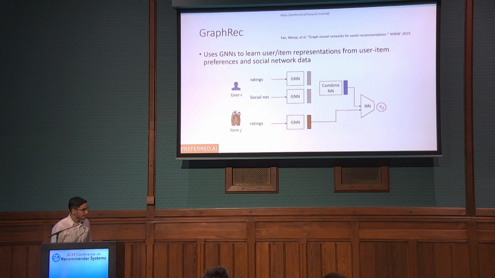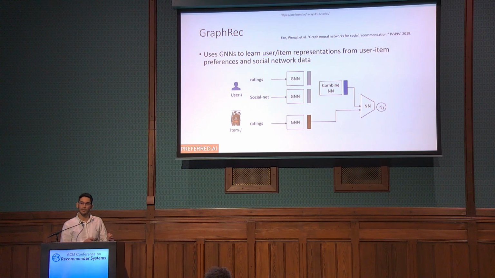Okay, now let's see a second example from the same family. So same spirit, but using graph neural networks. I think we have heard a lot about graph neural networks since this conference has started. So here, the same idea. We have a user that actually has ratings and social connections. So we use GNNs, graph neural networks, to represent the user based on the ratings, based on the social network.